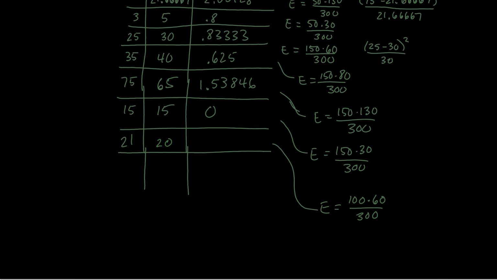The next observed frequency is 27. The row total here is 100. The column total is 80. So here we have 100 times 80 divided by 300. And that gives us an expected frequency of 26.6 repeating. And we get a residual of 27 minus 26.66667 squared divided by 26.66667 for approximately 0.004167.